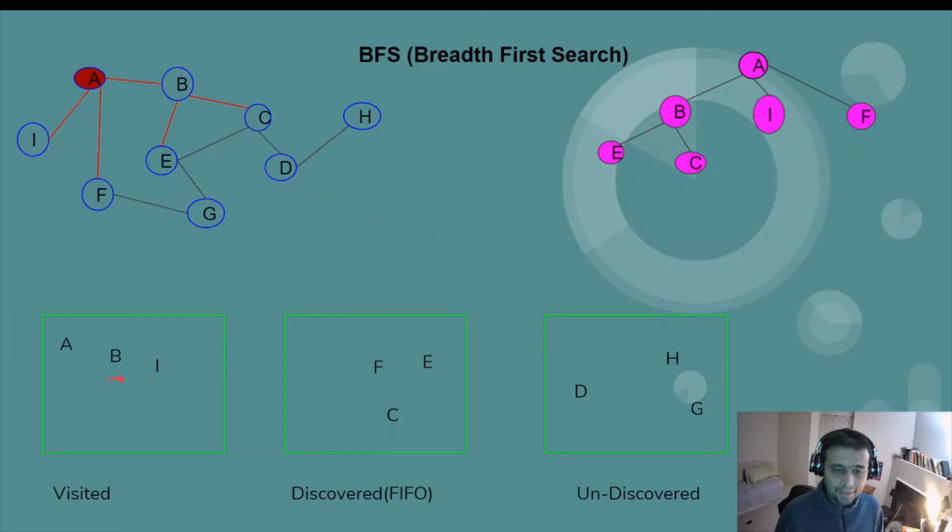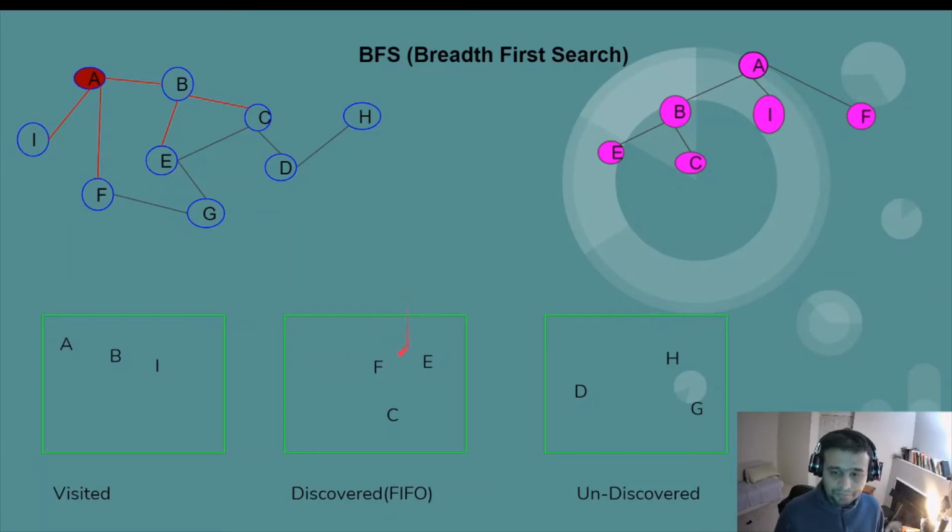So I is transferred to visited section, but I doesn't have any neighboring vertex. I has A, but A is a parent of I here, right? You can see this relationship. So that's the reason I doesn't have any undiscovered vertex, and hence it will be marked as visited, and nothing really will happen.